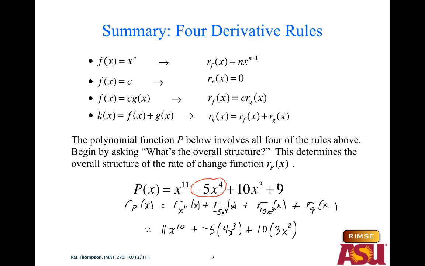Finally, plus 9. Which of those rules is that one? Number 2. It's a constant. Therefore, 0. Now we can simplify. So the rate of change of P with respect to x is 11x to the 10th, minus 20x cubed, plus 30x squared.